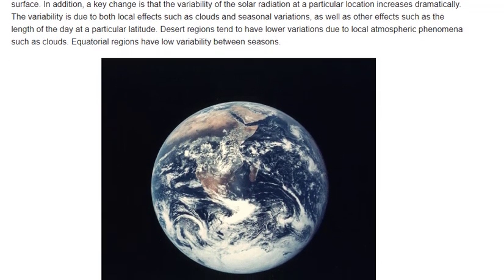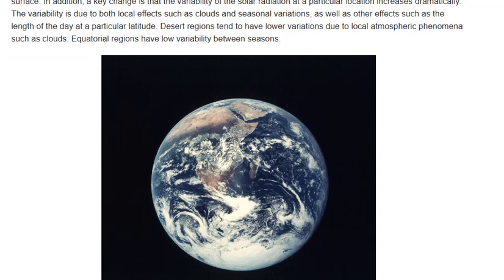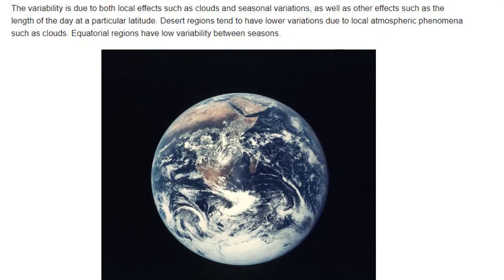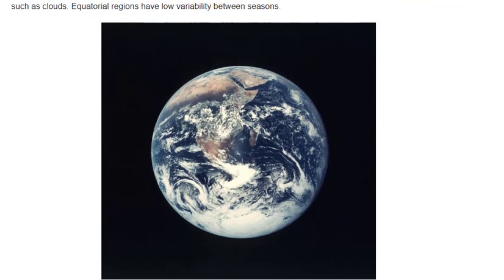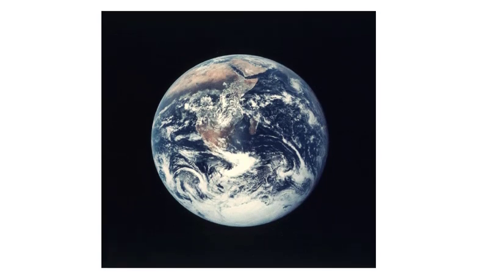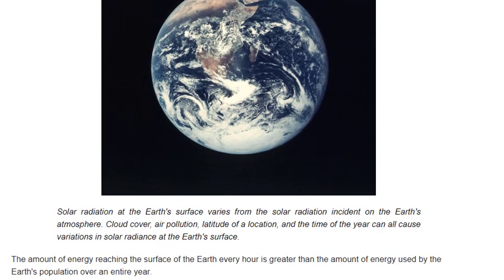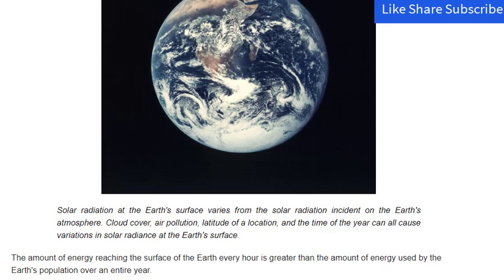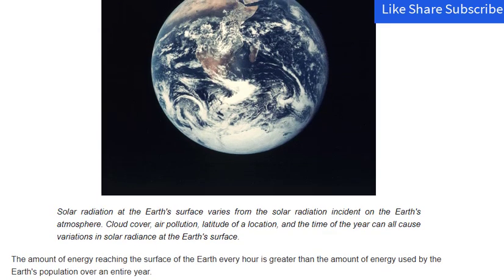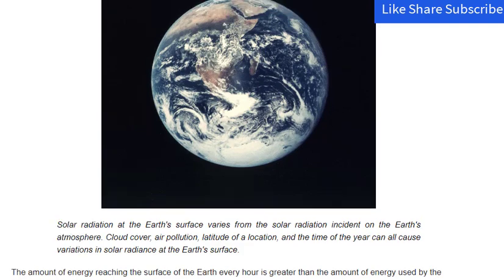In addition, a key change is that the variability of the solar radiation at a particular location increases dramatically. The variability is due to both local effects such as clouds and seasonal variations, as well as other effects such as the length of the day at a particular latitude. Desert regions tend to have lower variations due to local atmospheric phenomena such as clouds. Equatorial regions have low variability between seasons.